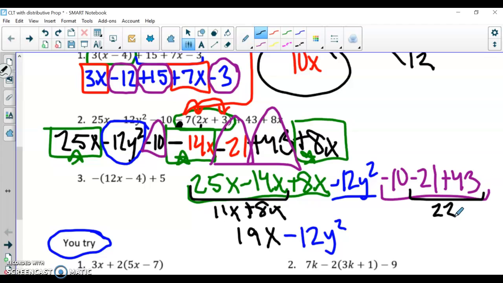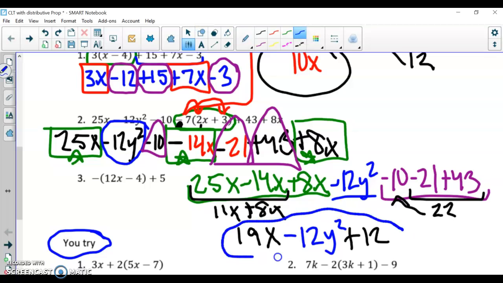So then we have 22 minus 10, and that's going to give me a final answer of what? 12. Very good. Now again, that 12, did you say negative 12? No, we didn't. So remember, when we just say 12, it's automatically positive, so we're going to write a plus sign in between to represent that that's a positive 12. So your final answer for number 2 should be 19x minus 12y plus 12. Okay? So that's your final answer for number 2.